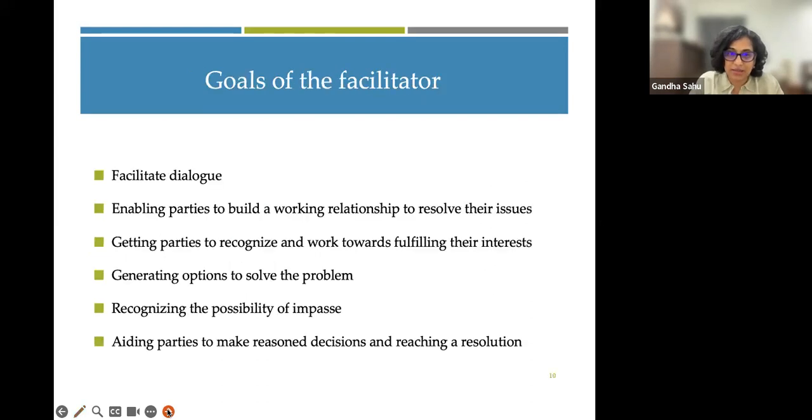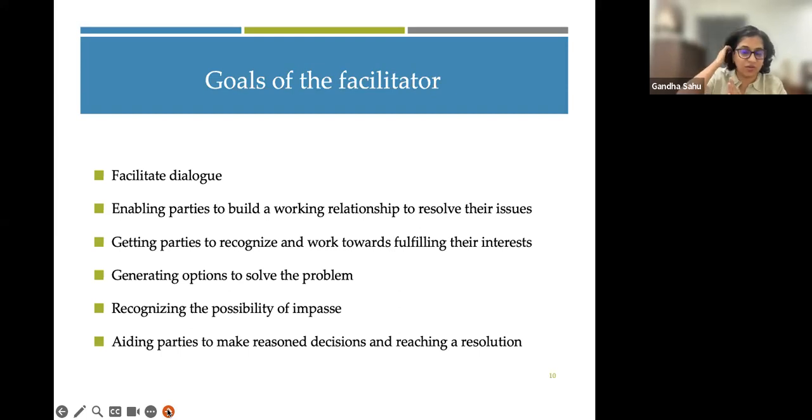Next slide. What is our role? We facilitate as mediators. So obviously, this is a session where we are looking at all of us as mediators and not as the parties who are in dispute.